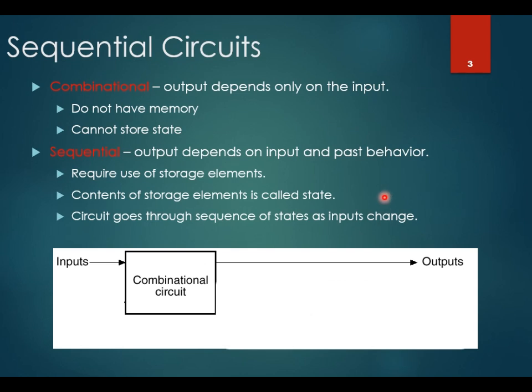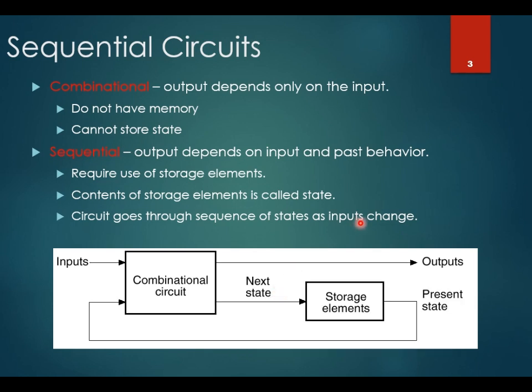Combinational logic, as mentioned briefly just now, has outputs that depend on only the input and does not have memory, meaning it cannot store data or state in the circuit. Sequential circuits, on the other hand, have outputs that depend on the input value as well as the past state or past behavior. So the past state is stored by the storage elements. The content of these storage elements is normally called the state. So what is stored is the present state, and what will be stored next, which appears at the input of the storage element, is the next state. So the circuit will go through a sequence of states when the input changes.